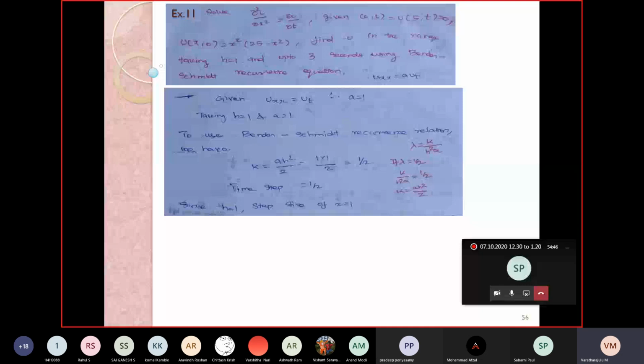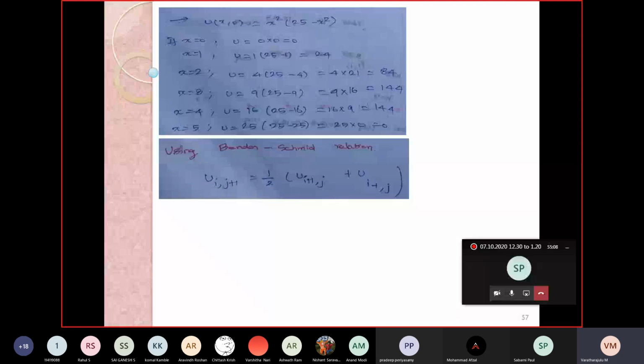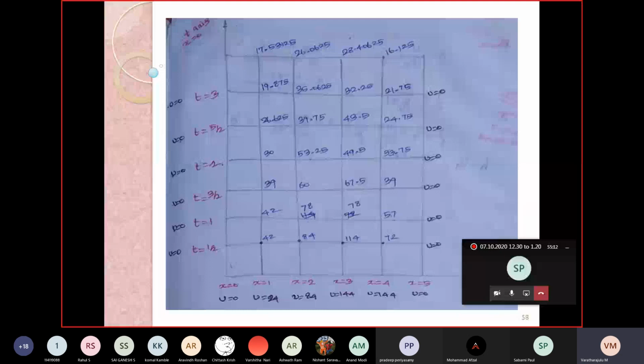That is, a is equal to 1 and h is equal to 1, and when k becomes 1 by 2, the results will be stable. And these are the subsequent slides, the horizontal x-axis and the Bender-Schmidt relation. And this is what the results are. Please make a note, or please solve on your own.